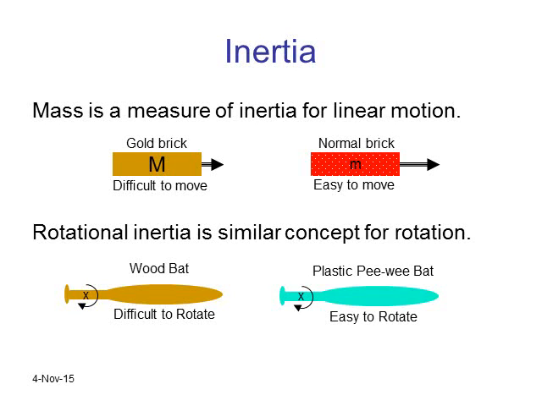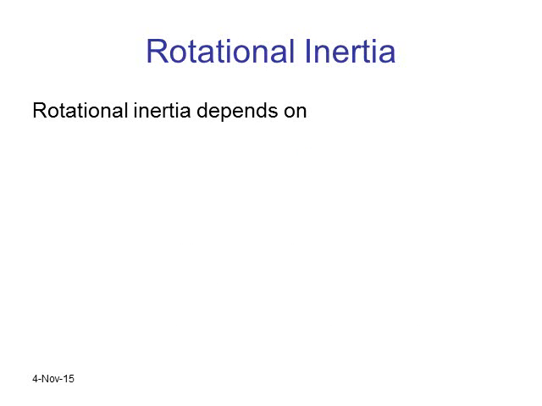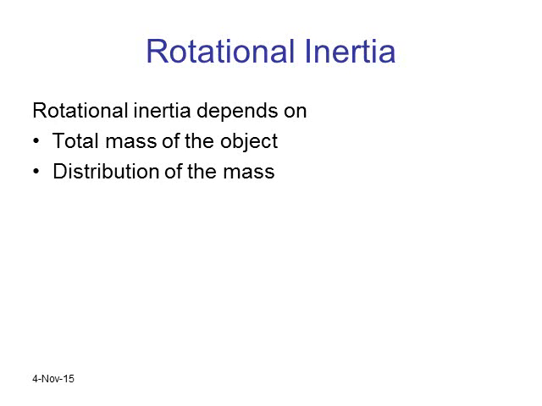And this is no big deal. We've all experienced this, right? It's easier to flip a pee-wee bat through the air and have it swing end over end than a heavier bat. All right, so rotational inertia, what's it going to depend on? It's going to depend on the total mass of the object, and it's going to depend on where that mass is located.